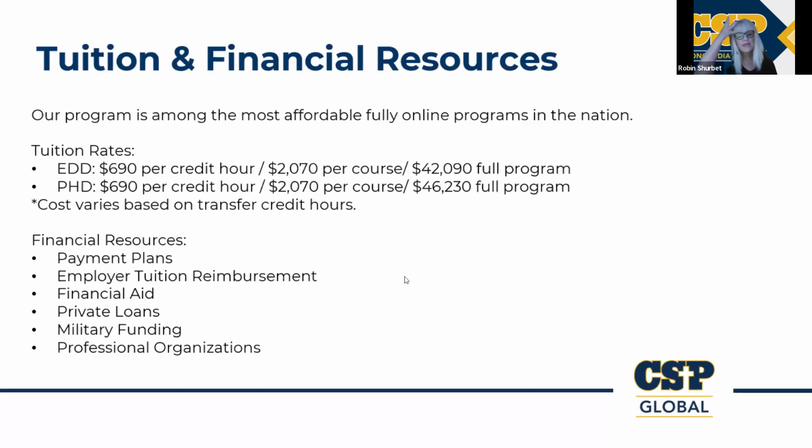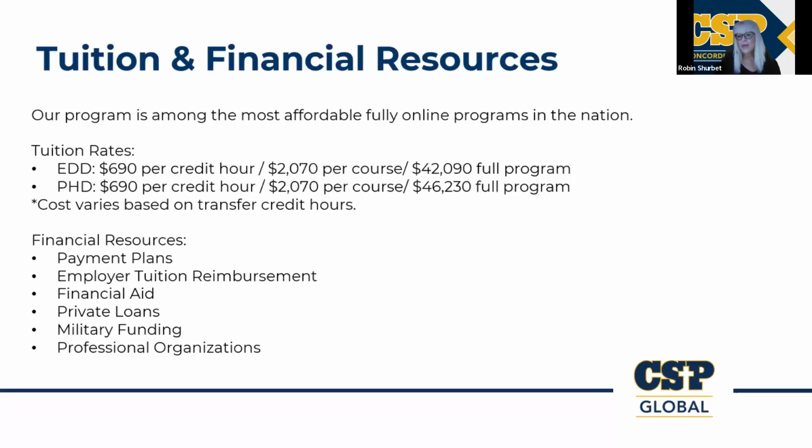And for the PhD, because I mentioned there's a few more research-based classes, same credit hour at 690, 2,070 per course, for a total of $46,230 if you don't transfer any credits in. That's if you're doing the entire program.